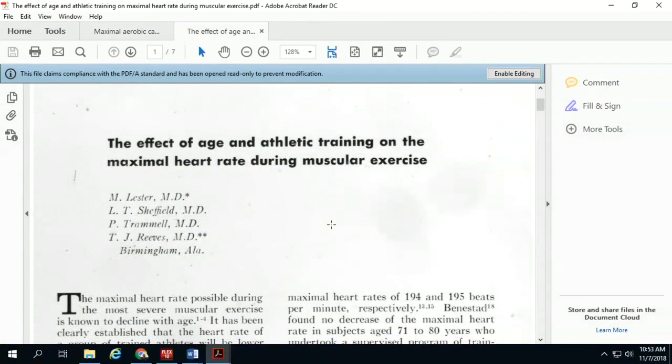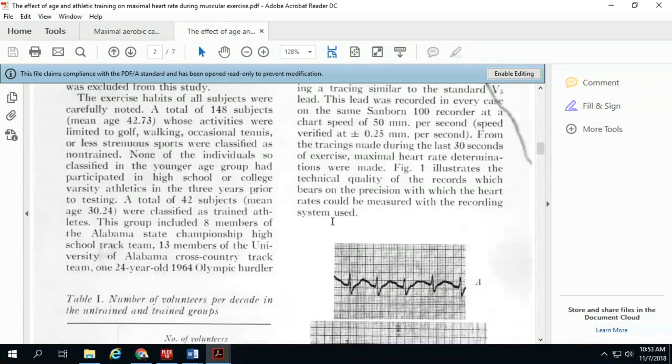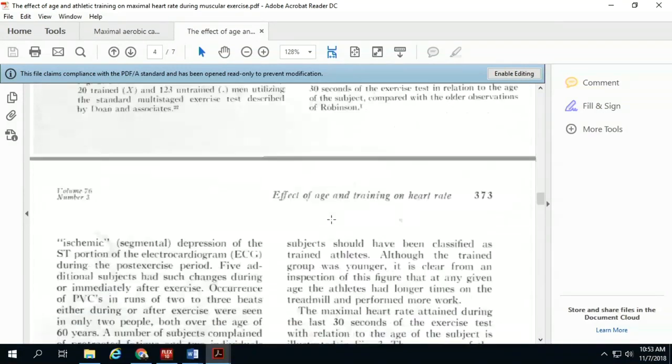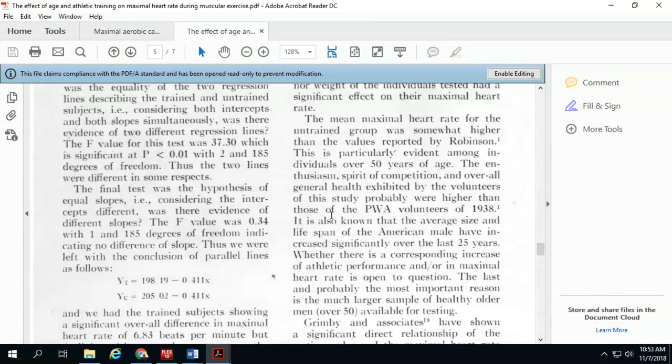Who did this one? The effects of age and athletic training. Is that you guys? What did you get? Where did you find your formulas? Page 374. The heart rate for trained subjects. I forgot what the T was. Are those the ones? We're going to have to stop there. We'll start there tomorrow. I need your articles back.